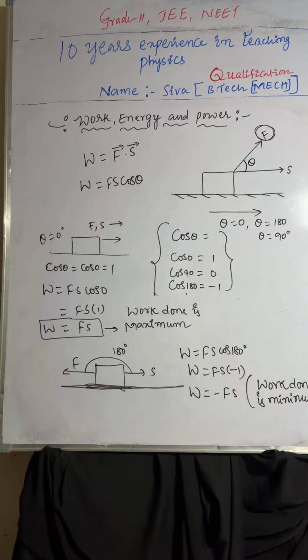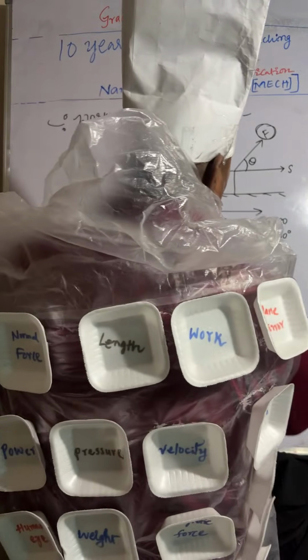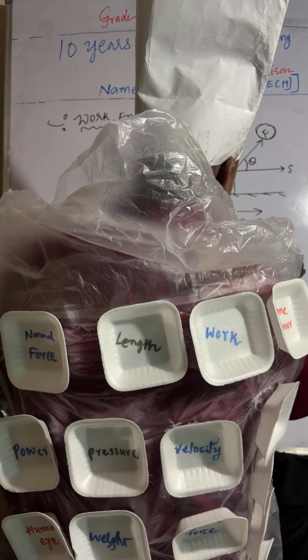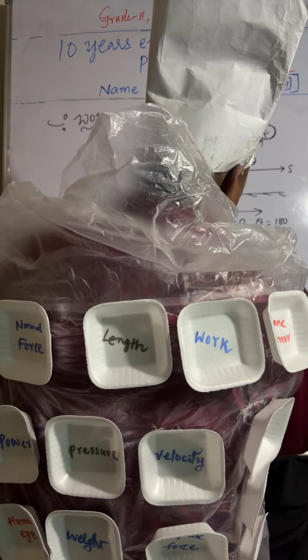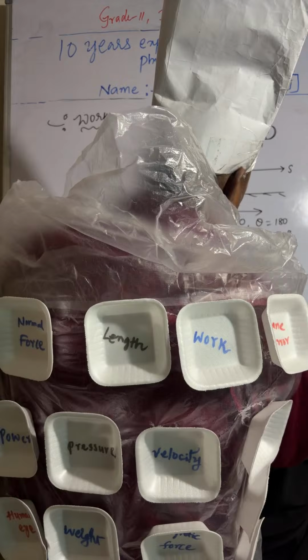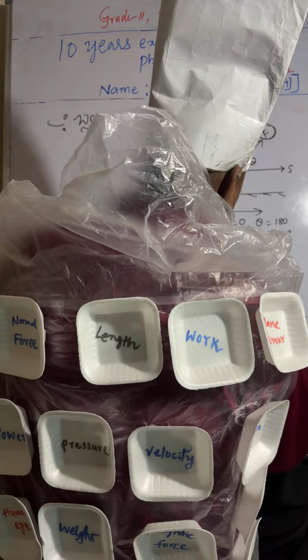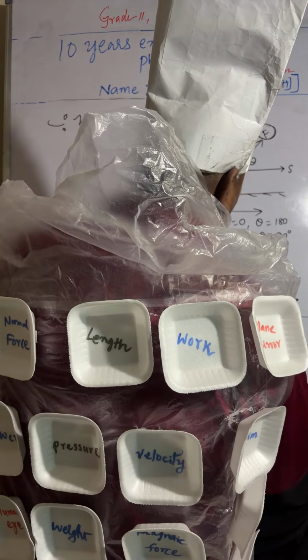Okay, so observe carefully here. When we apply force on the object, the force and displacement are perpendicular to each other. Force is acting like this, and the angle between force and displacement is 90 degrees. W equal to Fs cos theta. Cos 90 is 0, so W equal to Fs cos 90 is 0. Work done is 0.